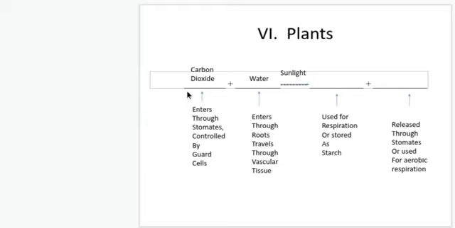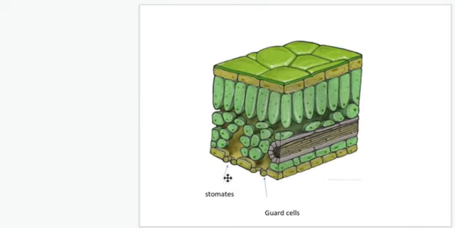The leaves have little holes all across the bottom that allows carbon dioxide in. The sunlight comes in through the top of the leaf and it makes sugar, which can be used or stored as starch, and oxygen, which can leave the stomates. The only parts of the leaf you really need to know are the stomates, the little holes, and the guard cells on either side that open and close them.